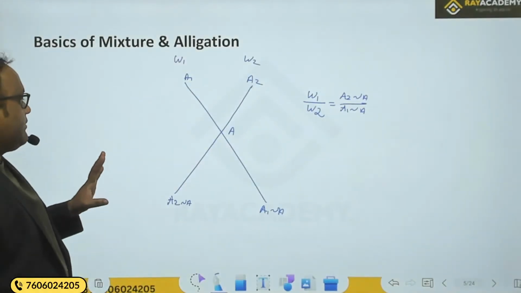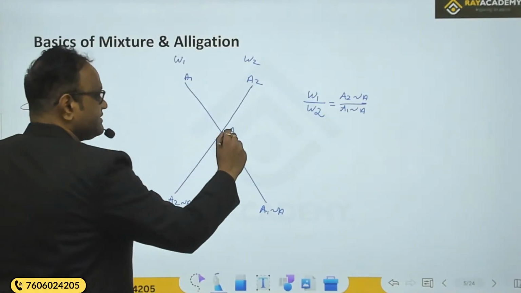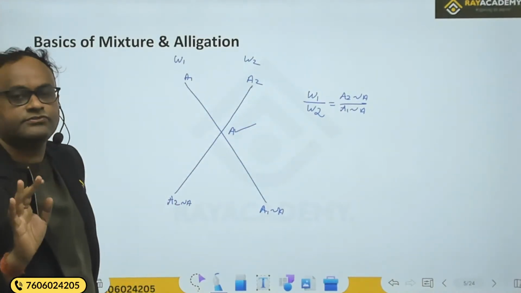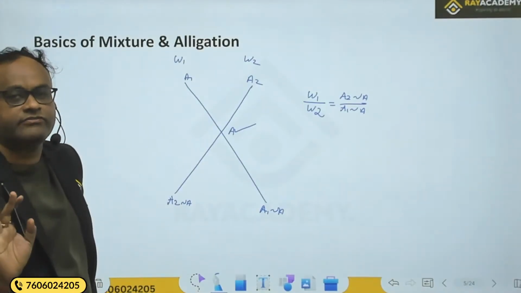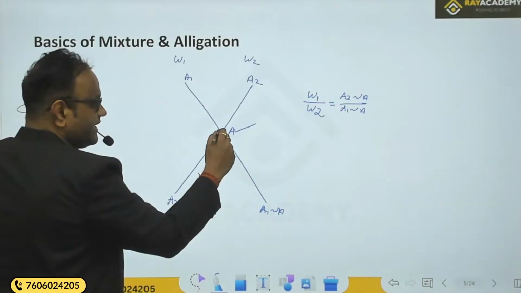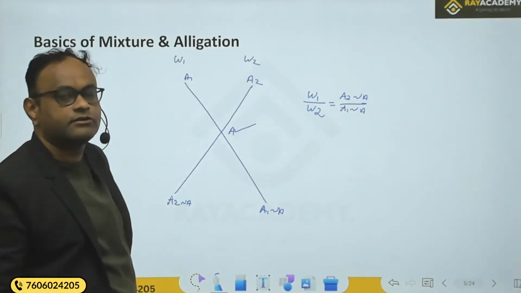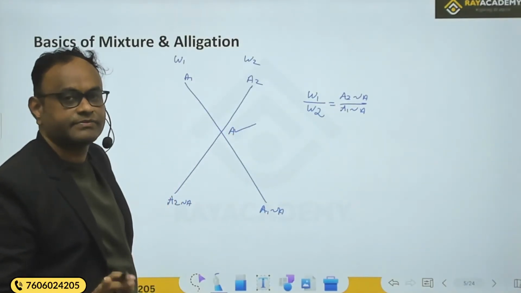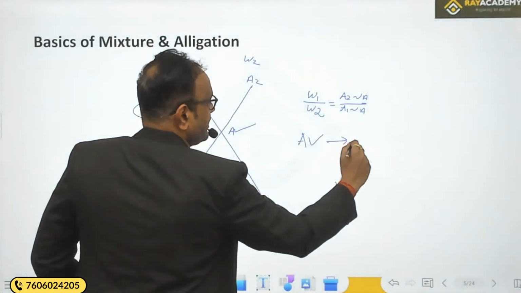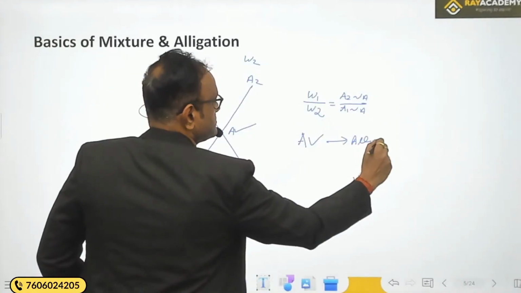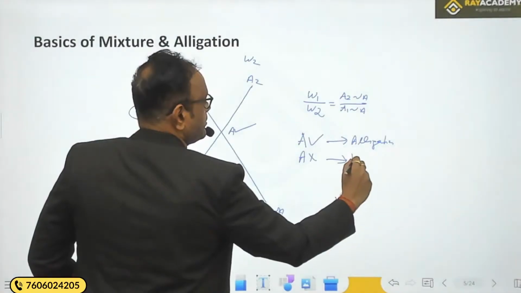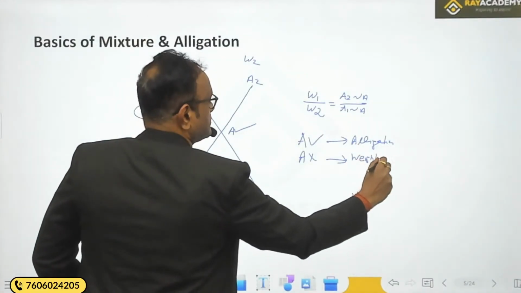Now, if in a question this is given and you need to find out any other thing, then always use alligation. It gives you a very fast answer. If in a question all these things are given but A is not given, then you better do the weighted average method. So just a simple rule you can put: if A is given, I will do it by alligation. If A is not given, I will go by weighted average.